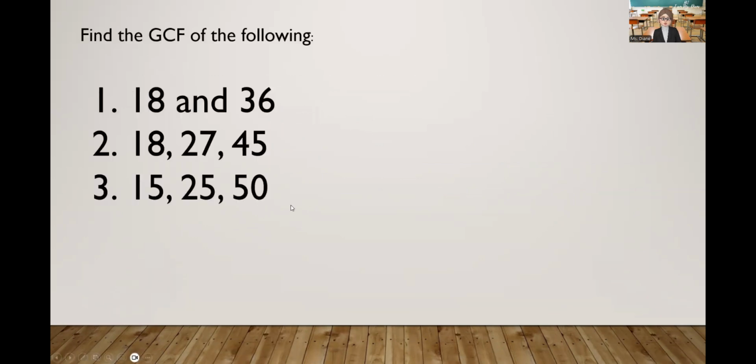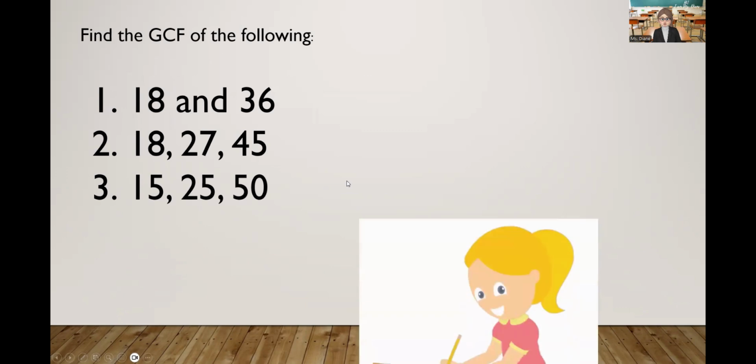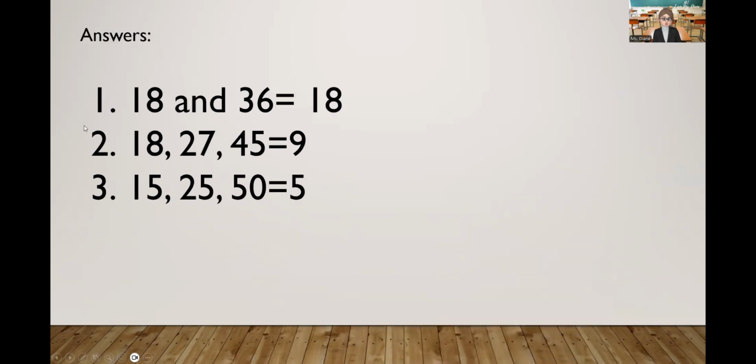Let's find the GCF of the following. I will give you 1 minute each to solve the problem. So 1 minute for number 1, 1 minute for number 2, and 1 minute for number 3. Let's start now. So the GCF of 18 and 36 is 18. The GCF of 18, 27, and 45 is 9. The GCF of 15, 25, and 50 is 5. So how do we get it?